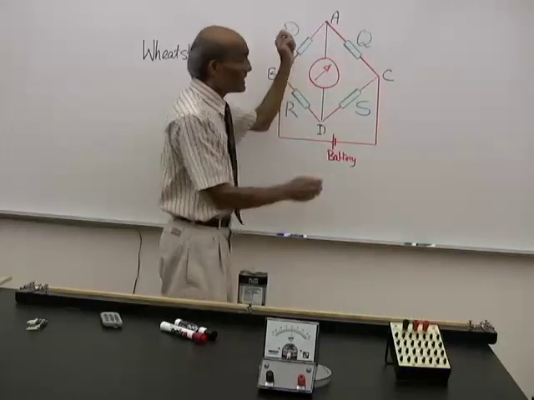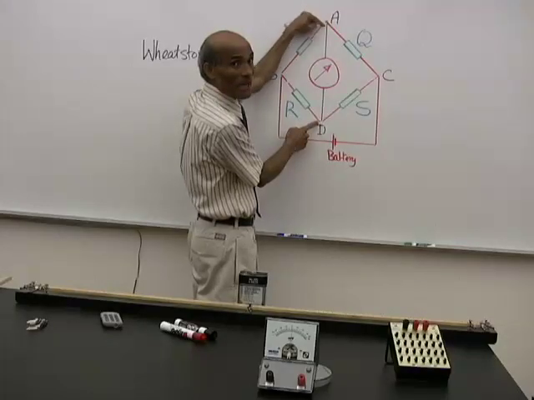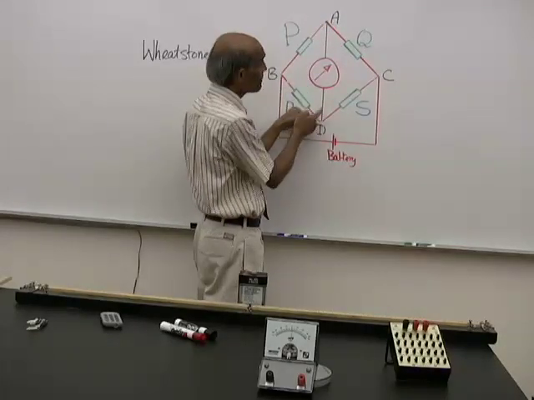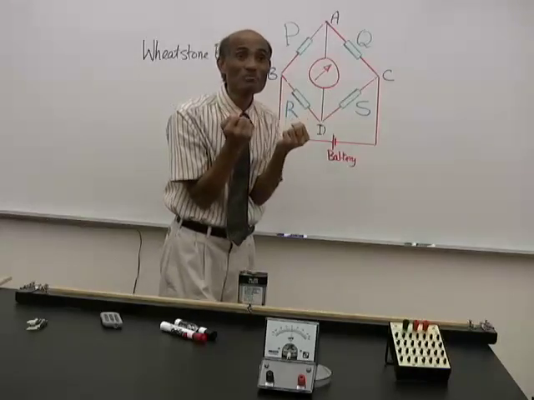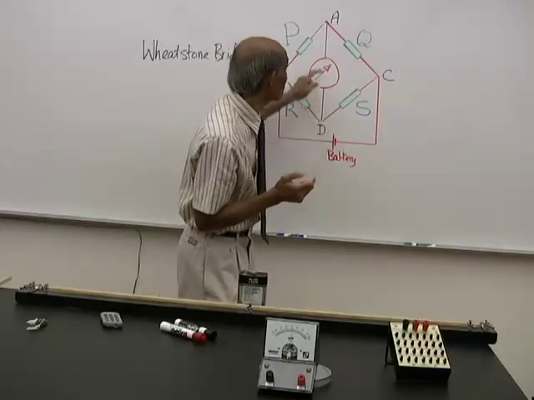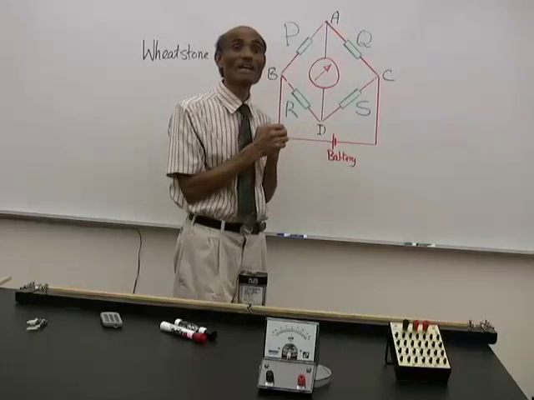Now remember, if no current flows from A to D or from D to A, it means they are at the same potential. If there is a potential difference, a current will flow from A to D.